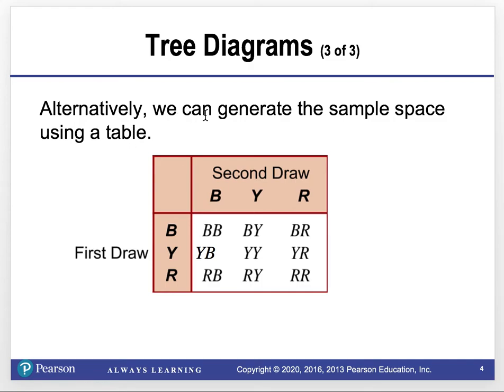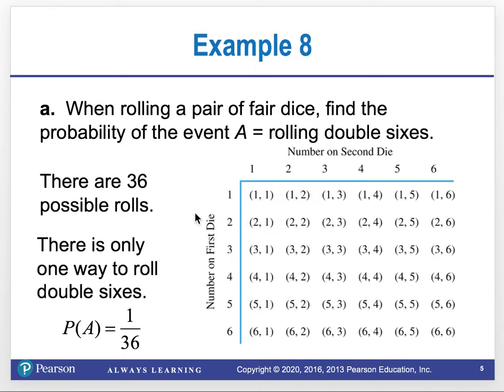Alternatively, we can generate the sample space using a table. So we could have said blue, yellow, red, and then I could get one that's a blue-blue, a blue-yellow, a blue-red. About the only place we're going to see this in this course is when we think about rolling a pair of dice. We've talked several times about probabilities rolling a single 6-sided die. When you roll a pair of dice, we usually talk about the sum of the two numbers that's showing.